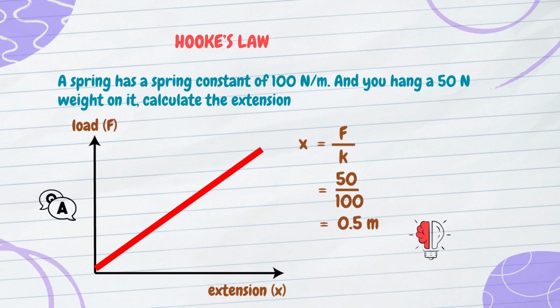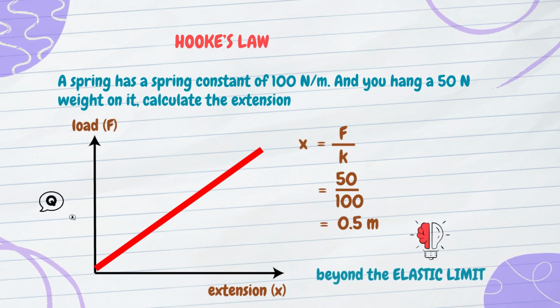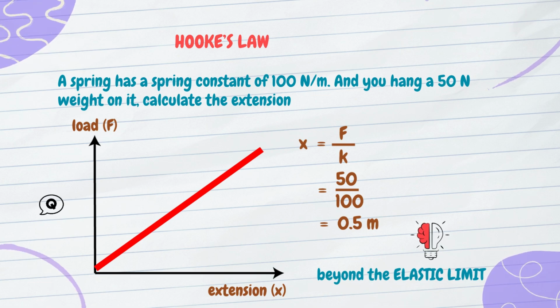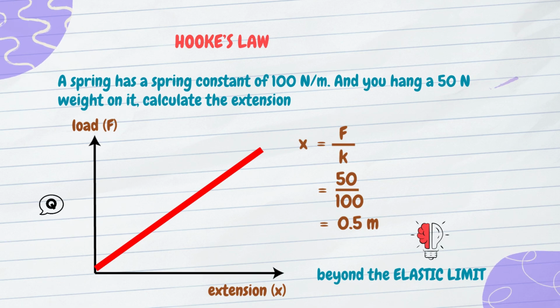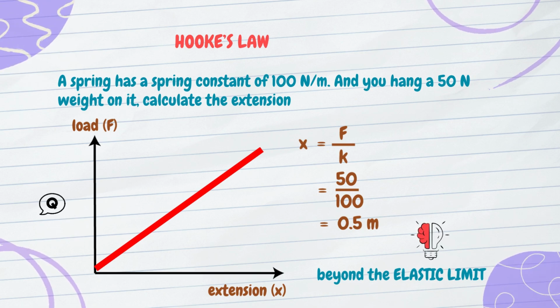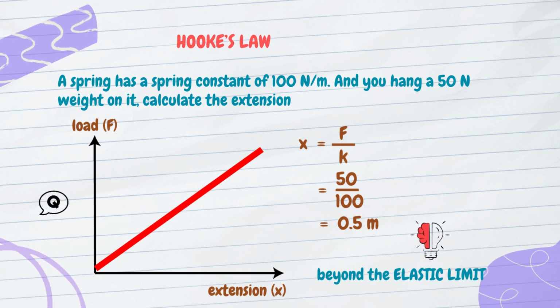But here's the catch. Hooke's law has a boundary. Beyond the elastic limit, the spring may deform permanently. That means, once you've overdone it, there's no going back, like stretching your luck just a little too far.